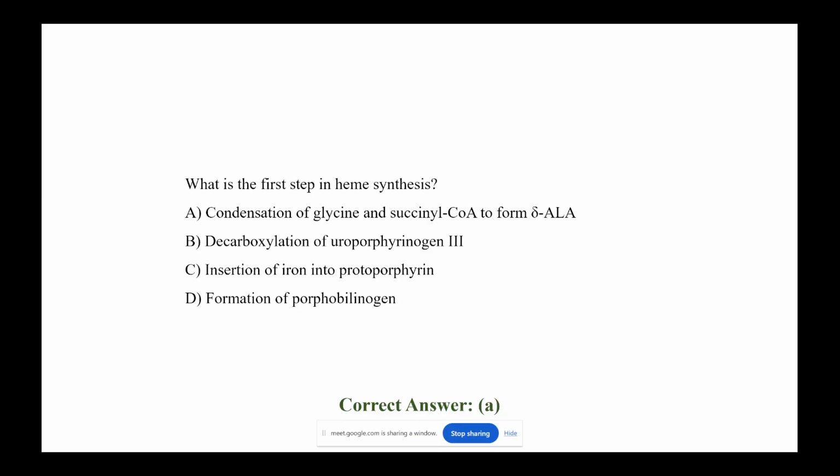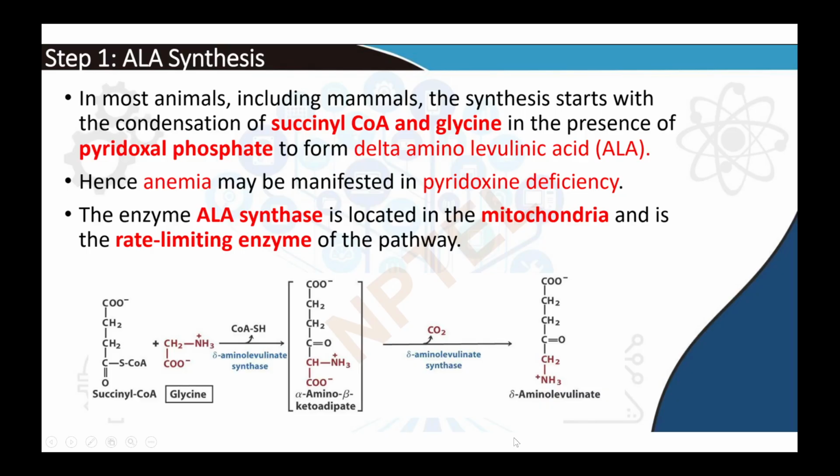So the correct answer is option A, condensation of glycine and succinyl coenzyme A to delta ALA. This is the first step in the heme synthesis process where ALA is synthesized. ALA is delta amino levulinic acid. In most animals, including mammals, the synthesis starts with the condensation of succinyl coenzyme A and glycine in the presence of pyridoxal phosphate to form delta amino levulinic acid, that is ALA, delta ALA.